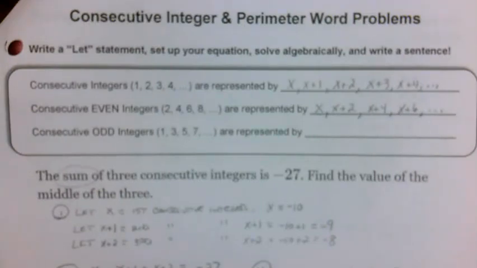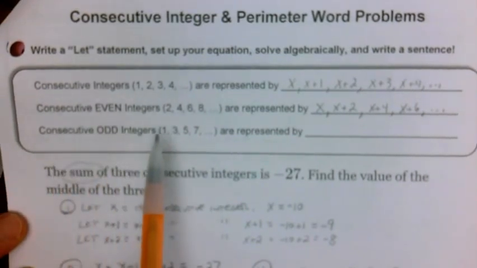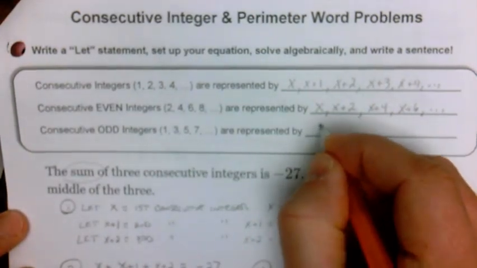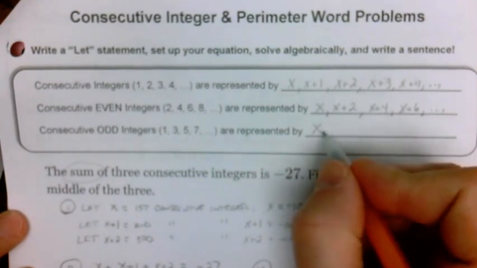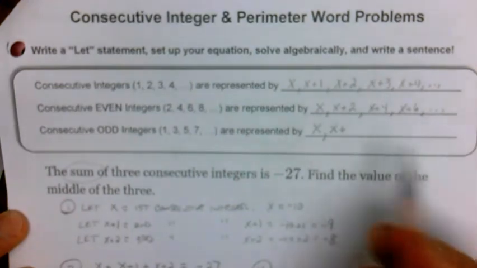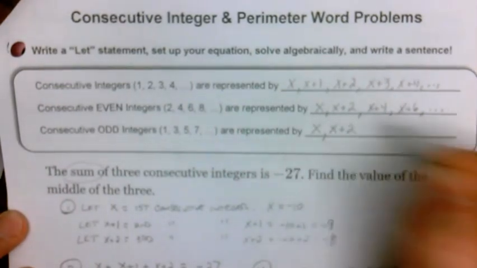Besides consecutive even integers, sometimes our questions might ask for consecutive odd integers, so 1, 3, 5, 7, etc. If we represent these algebraically, again, our first one is always going to be x. X is an odd number this time. And if x is odd, to get to my next odd number, I have to take that first odd number and add 2 to it.